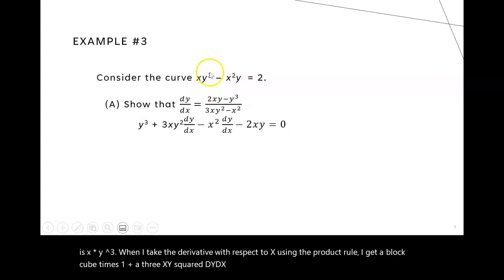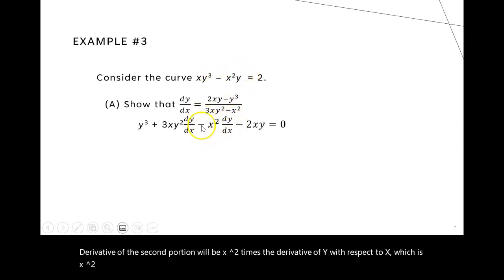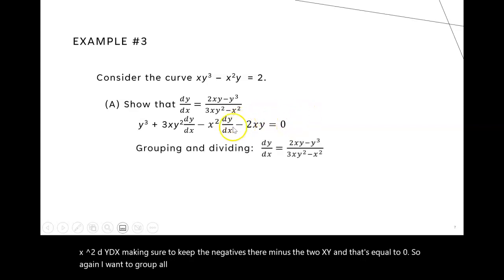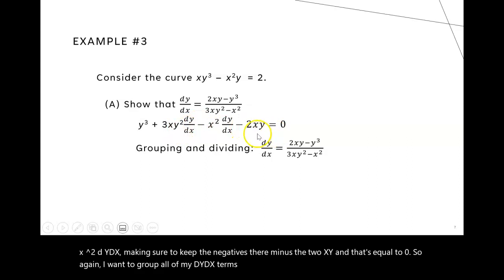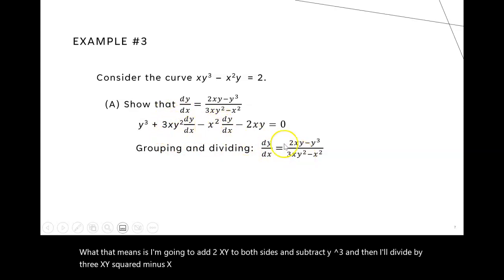That's the derivative of this first portion right here. Derivative of the second portion will be x squared times the derivative of y with respect to x, which was x squared dy/dx, making sure to keep the negative there, minus 2xy, and that's equal to 0. So again, I want to group all of my dy/dx terms together. What that means is I'm going to add 2xy to both sides and subtract y cubed, and then I'll divide by 3xy squared minus x squared after factoring out a dy/dx. And so I get the derivative that they want.